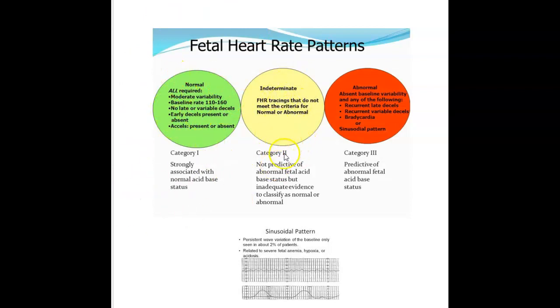Intermediate is not predictive of abnormal fetal acid-base, but we've got to monitor really closely. So it doesn't fit category 1 criteria, but it's not fitting category 3 criteria either. Category 3 is predictive of abnormal acid-base balance, so acidosis related to decreased oxygenation. Absent baseline variability, so that's where there's no change, zero variance in the heart rate. Recurrent late decelerations, always very bad. Recurrent variable decelerations that are deep, or bradycardia, which is low heart rate, less than 110, or a sinusoidal pattern.